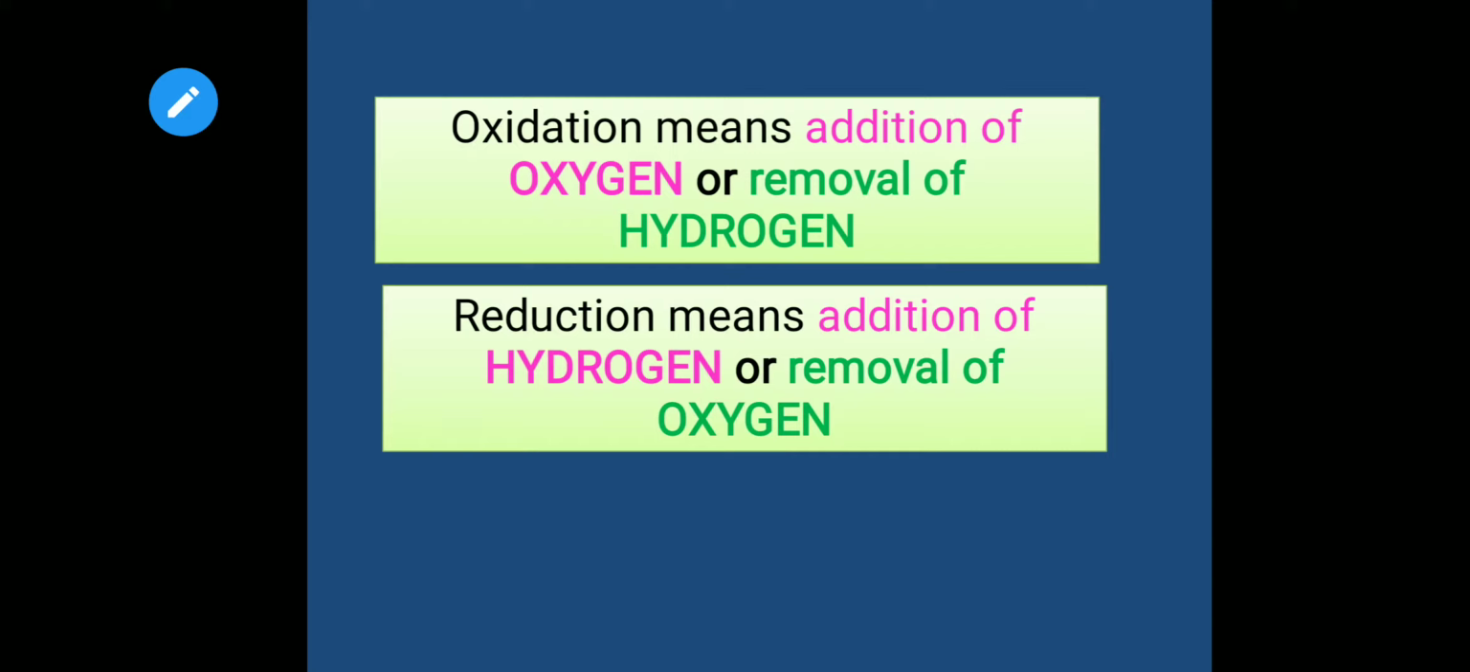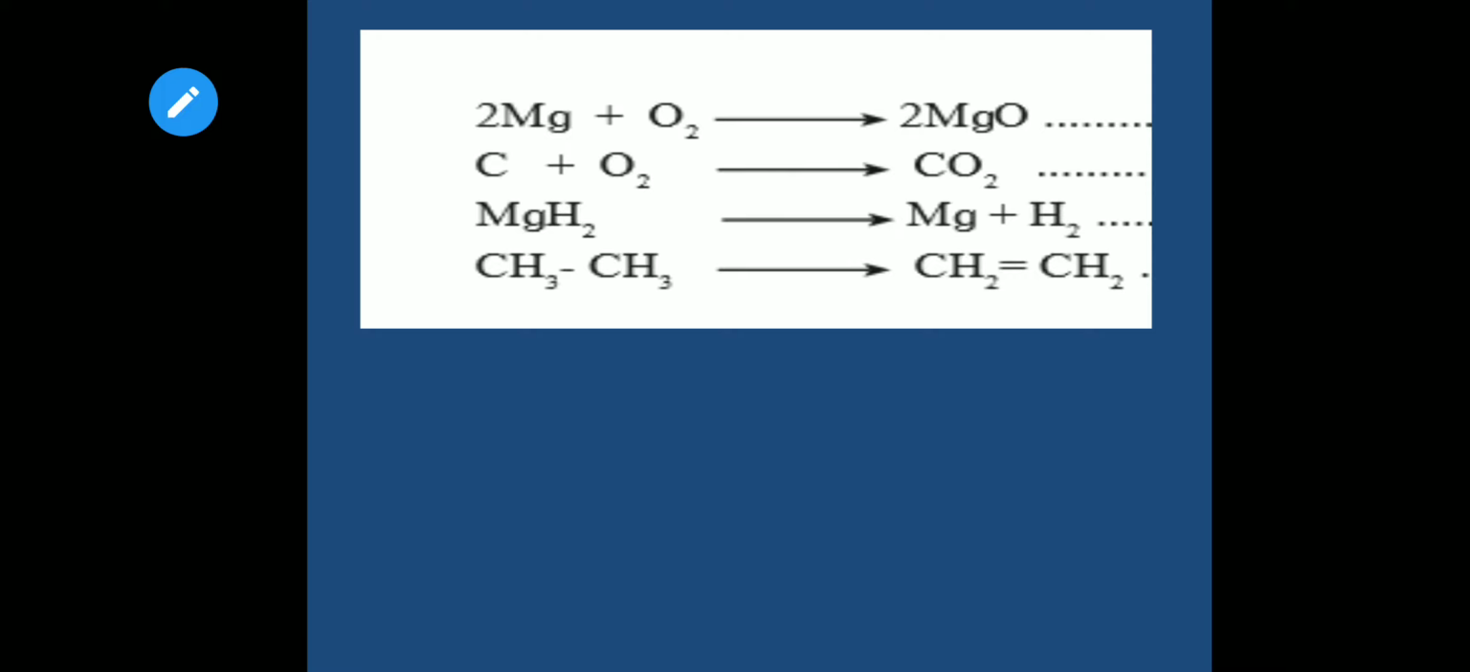There are other ways of defining oxidation and reduction. Let's see. First, see the examples. The first reaction, 2Mg plus O2, gives 2MgO. Carbon plus oxygen, C plus O2, gives CO2. MgH2 gives Mg plus H2. And ethane gives ethene, meaning CH3 single bond CH3 gives CH2 double bond CH2.